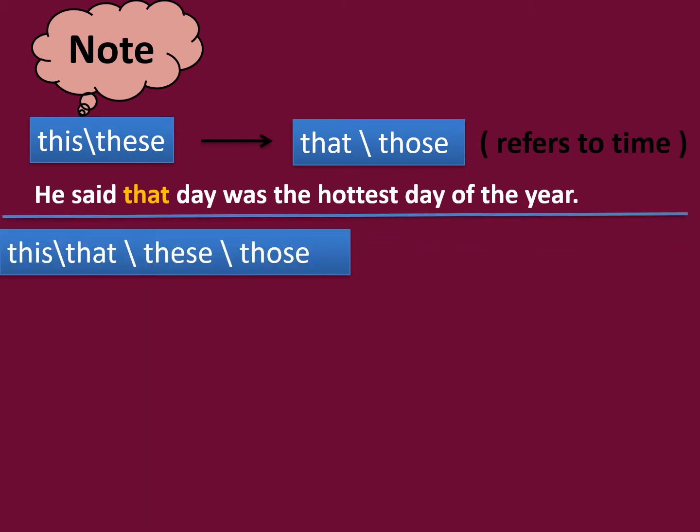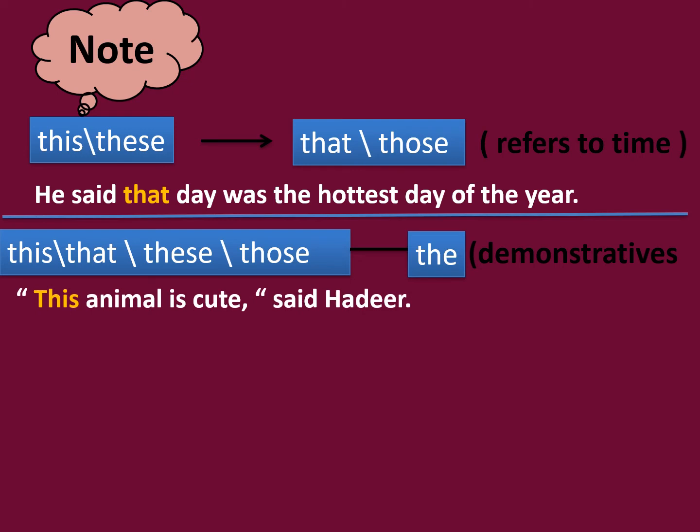But look here, this, that, these, and those become "the" if they were demonstratives. Demonstratives, أسماء إشارة. "This animal is cute," said Hadir. This here is a demonstrative. It's not referring to time. So we will say Hadir said that the animal was cute.